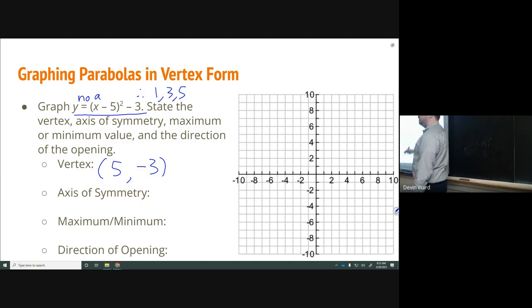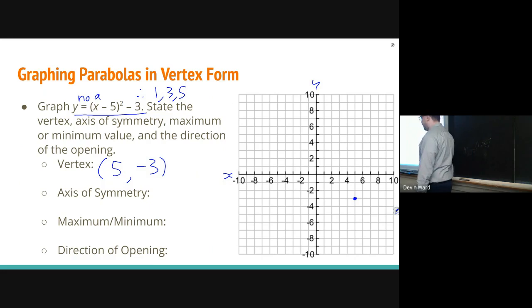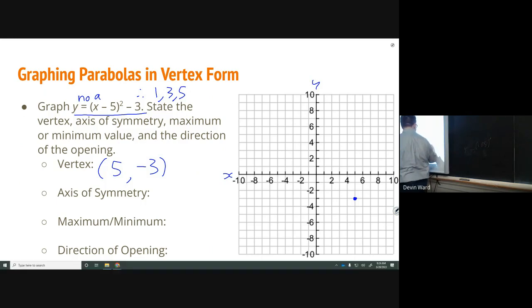At 5 and negative 3. Remember, that's my x, that's my y. So I'm going to go to positive 5 for my x's and then down to negative 3. I know it goes up by 2, but it's 1, 2, 3, 4, 5. Negative 1, negative 2, negative 3, positive 5.